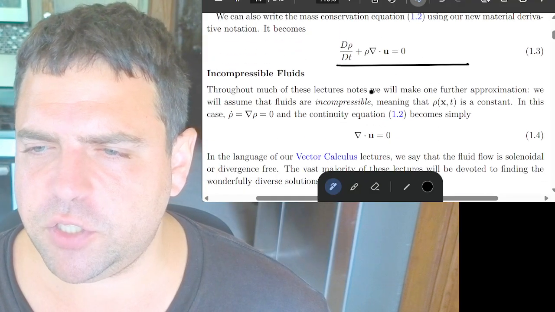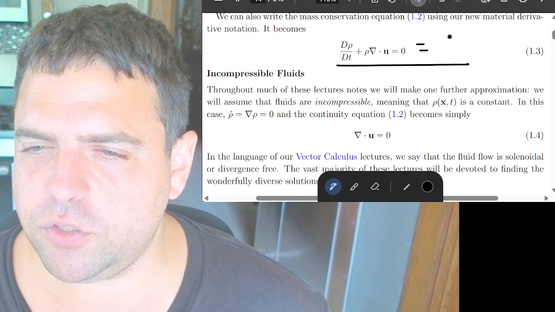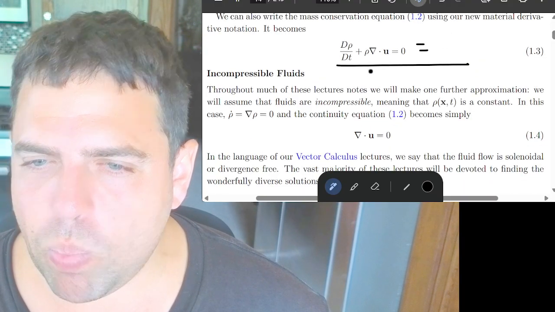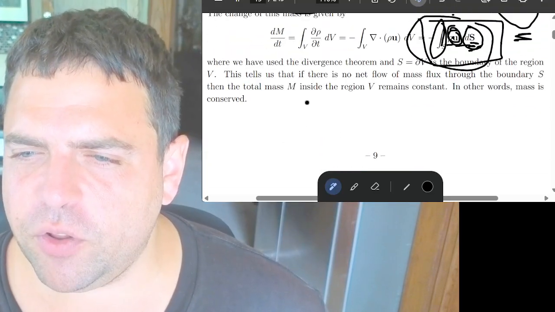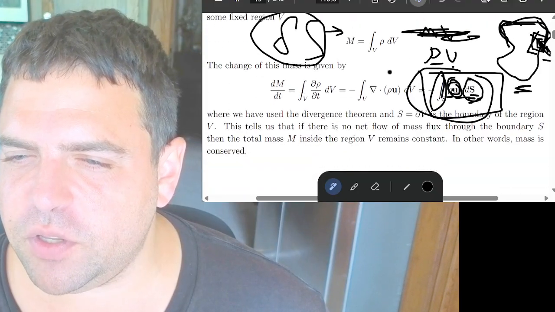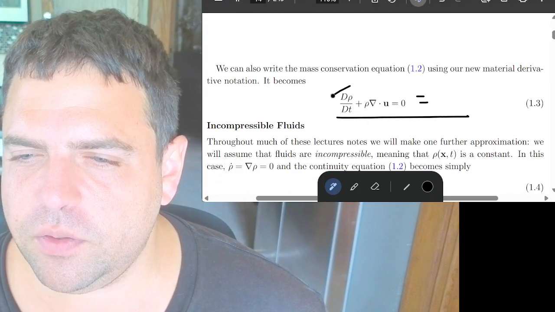Same. So he's basically just saying that we're going to call this. I'm actually not quite sure what he's saying there. Oh yeah, the material derivative thing. He's just basically calling this whole thing that.